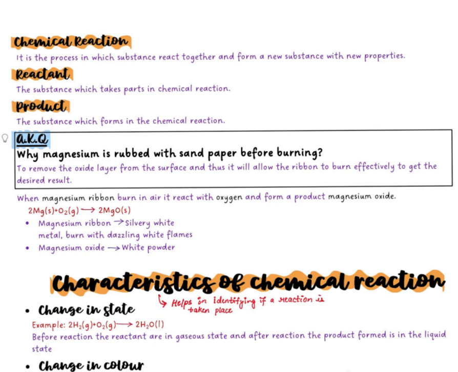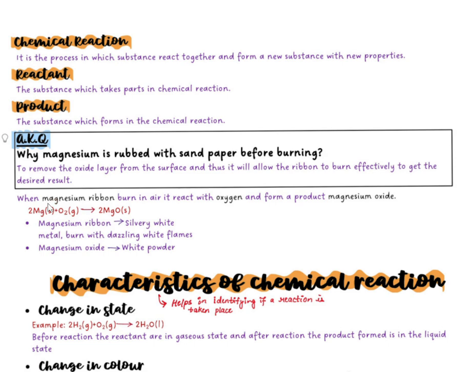First of all, we will discuss the definition of what is a chemical reaction. It is a process in which substances react together and form a new substance with new properties. The substances that take part in this chemical reaction are called reactants, and the substances which form in the chemical reaction are called products. So let us consider one simple example.